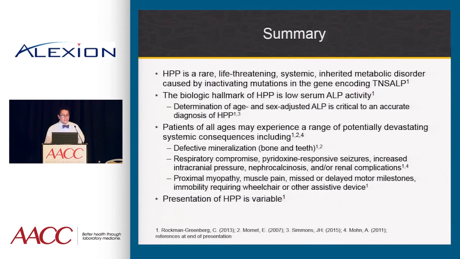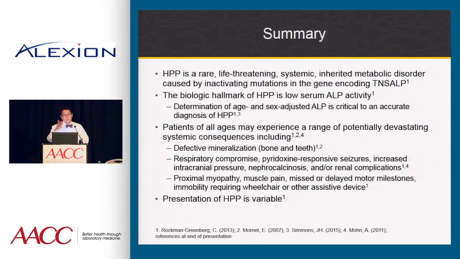So let me summarize. Hopefully I've given you some education about the pathophysiology of HPP. The thing to recognize is it's rare. And with rare diseases, you're never going to make the diagnosis unless you think about it. The pathophysiology isn't hard to understand. You have an inactivating mutation in the gene encoding the tissue non-specific alkaline phosphatase. Therefore, the biological hallmark is a low serum alk phos.